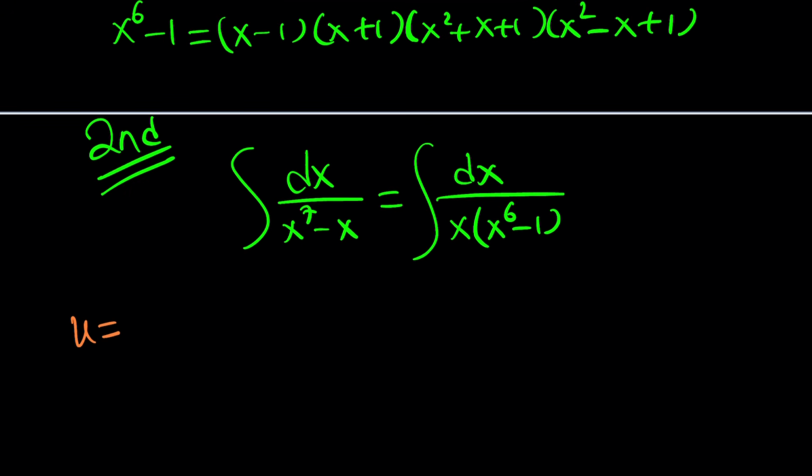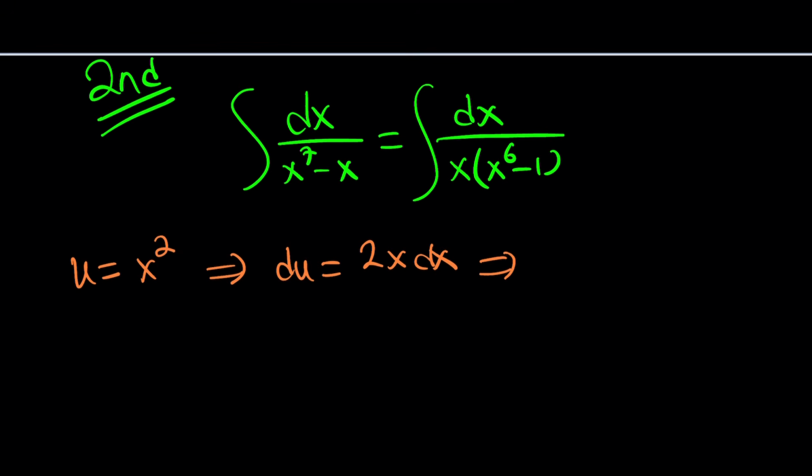I'm going to set u equal to x squared. And you'll see in a little bit why this is super helpful. Of course, from here, du becomes 2x dx. And we don't have that in our expression, right? But that's okay. Now, here's what we get from here.